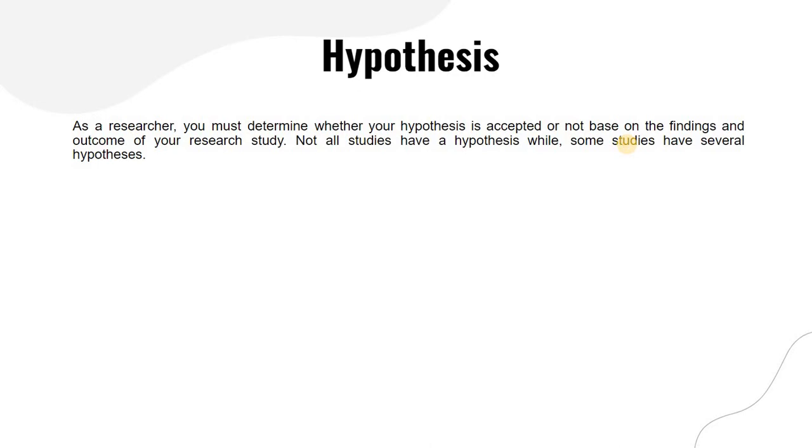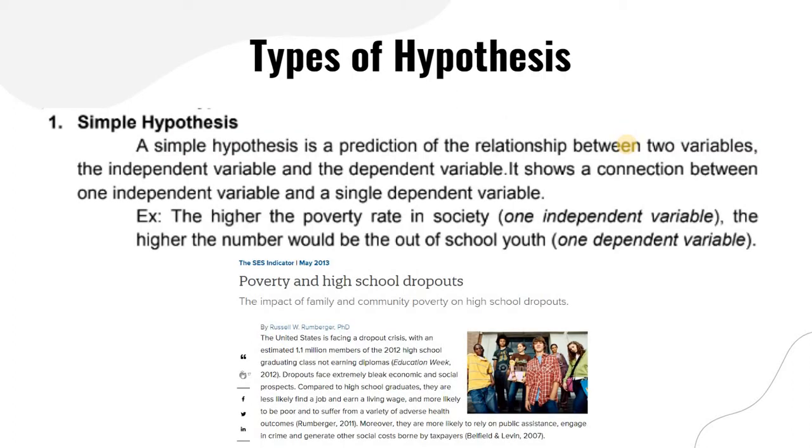So, maraming uri ng hypothesis. Simulan natin dito. The first one is what we call the simple hypothesis. A simple hypothesis is a prediction of the relationship between two variables. So, very simple lang siya. You're just trying to predict, or assume, a relationship between two variables.